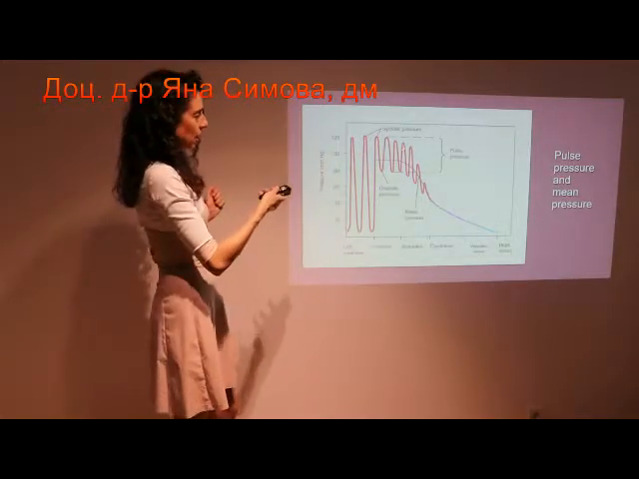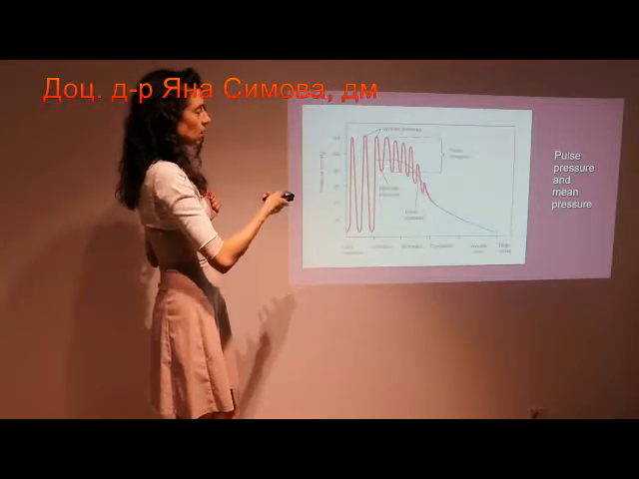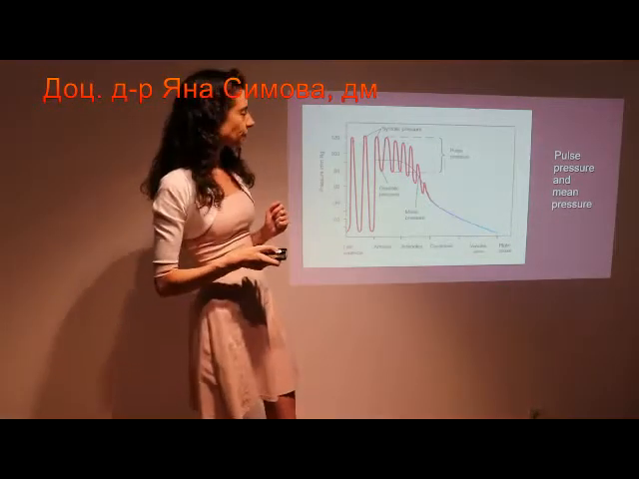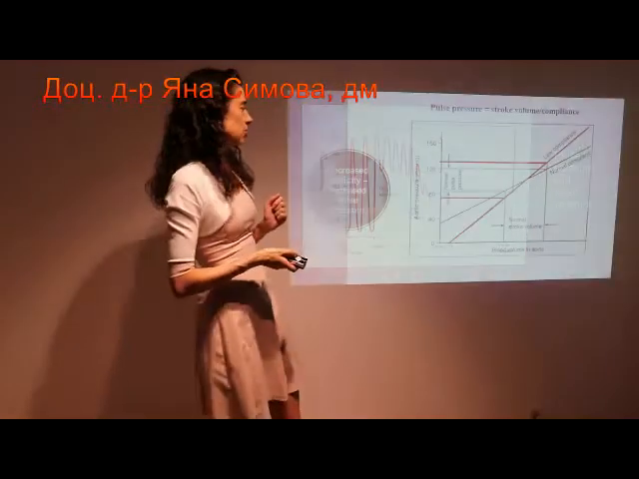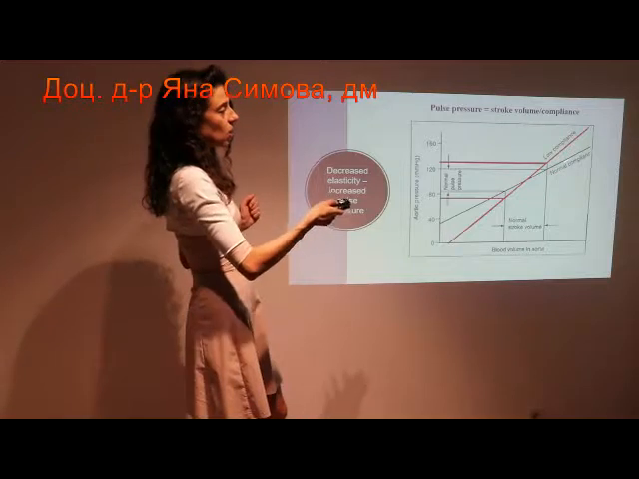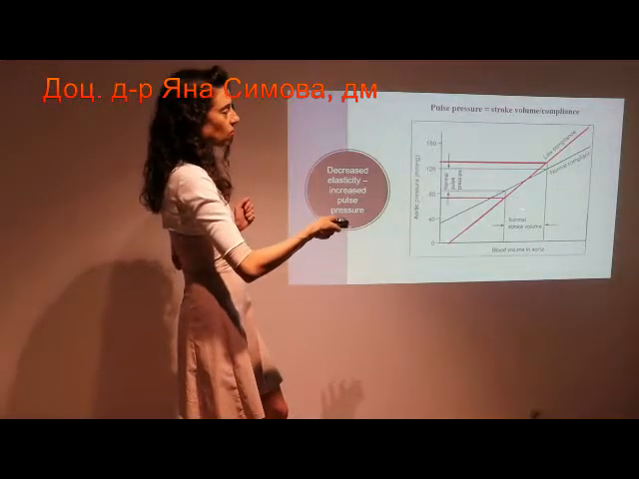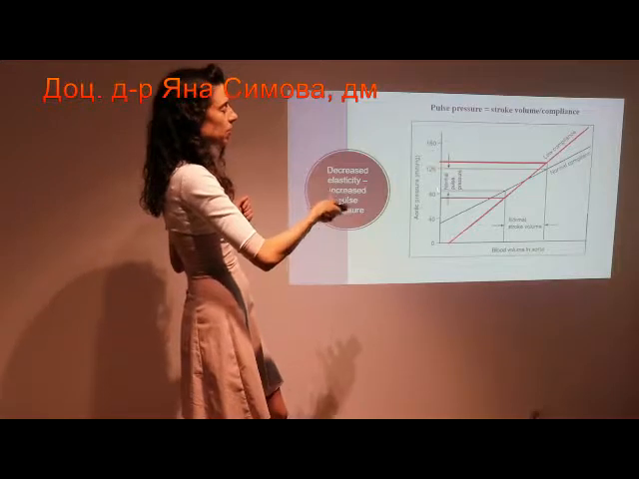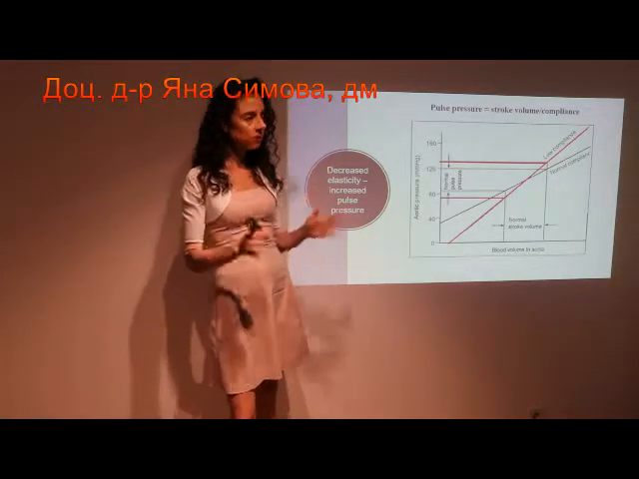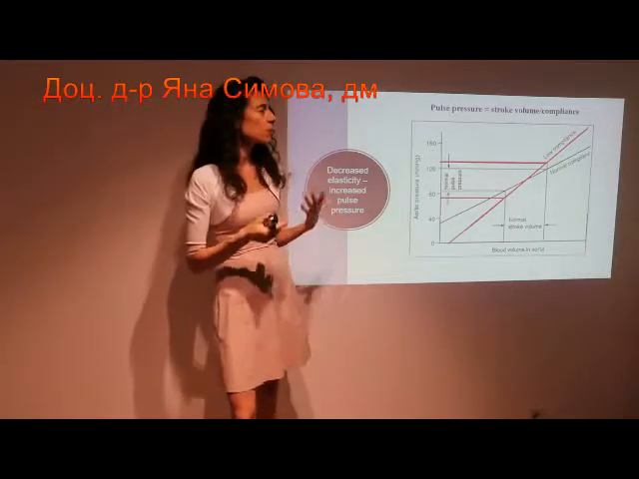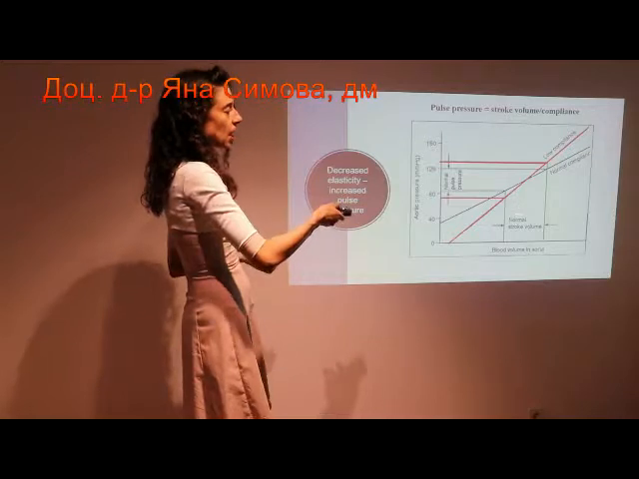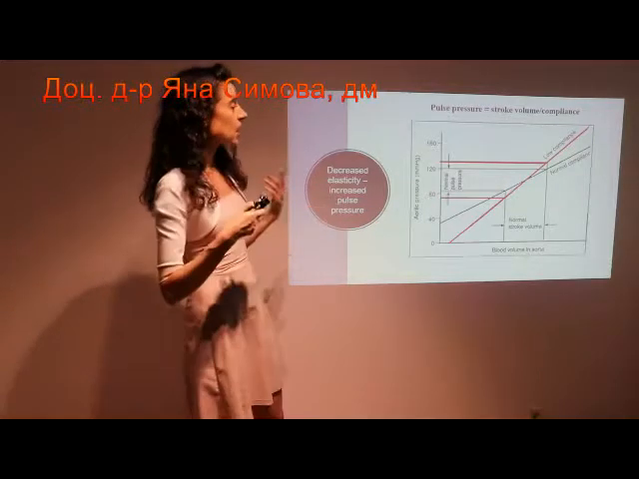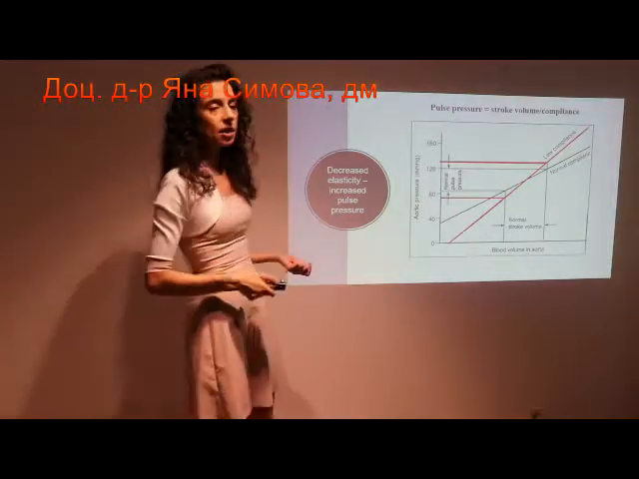And you see that here we have a systolic pressure, a diastolic pressure and a pulse pressure, which is defined as the difference between the systolic and the diastolic pressure. In normal conditions, when we have normal compliance and normal stroke volume, then we have normal systolic and diastolic blood pressure and normal pulse pressure. When the arteries get stiffer, less elastic and with lower compliance, then we have, with the same normal stroke volume, an increase in the systolic blood pressure, decrease in the diastolic blood pressure and increase in the pulse pressure.